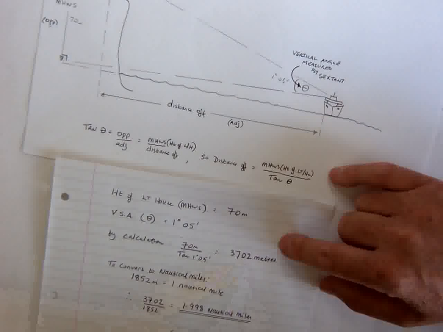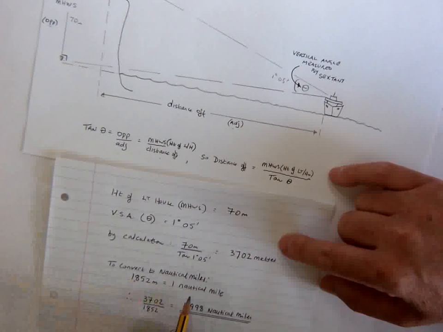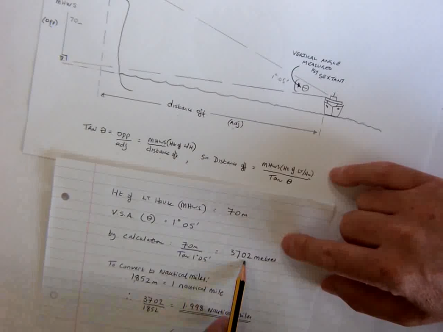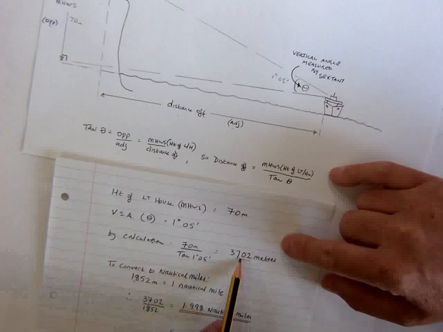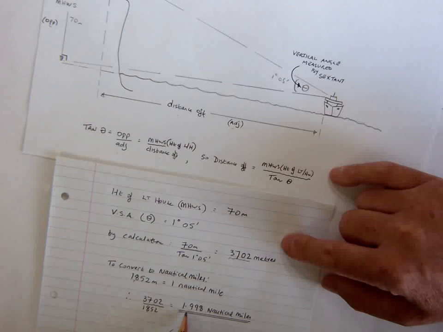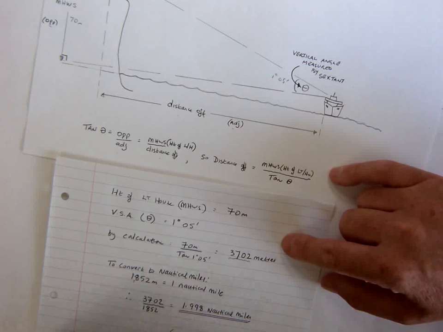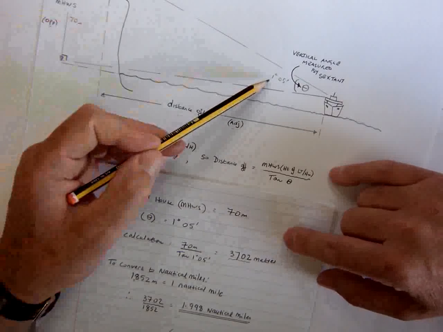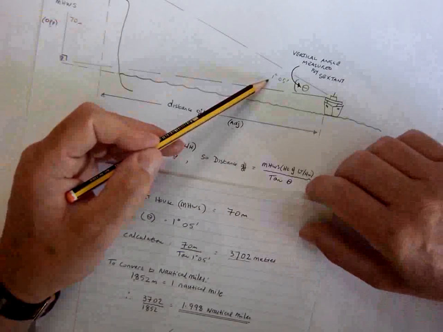We need to convert that to nautical miles, and we know that there's 1,852 metres in 1 nautical mile. Therefore, we divide our total, 3,702 metres, by 1,852, and that gives us a distance off of 1.998 nautical miles. So you can see mathematically we can solve the problem providing we've got the height of the lighthouse and we've measured our angle vertically with our sextant.